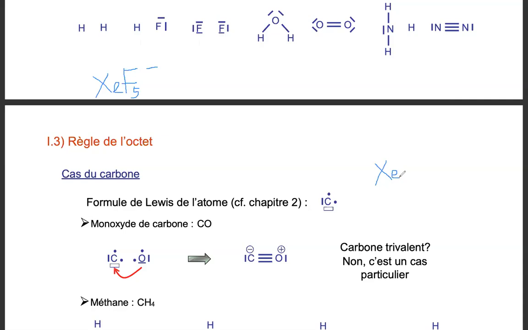So how many electrons is xenon supposed to have in the outermost shell? 8. Are you sure, Mr. Ted? Are you sure? How many electrons is xenon supposed to have in the outermost shell?